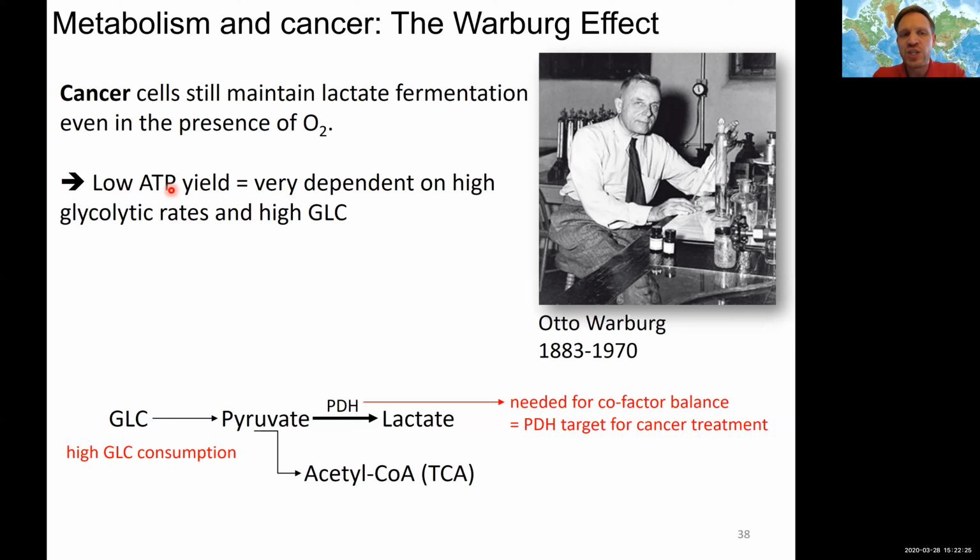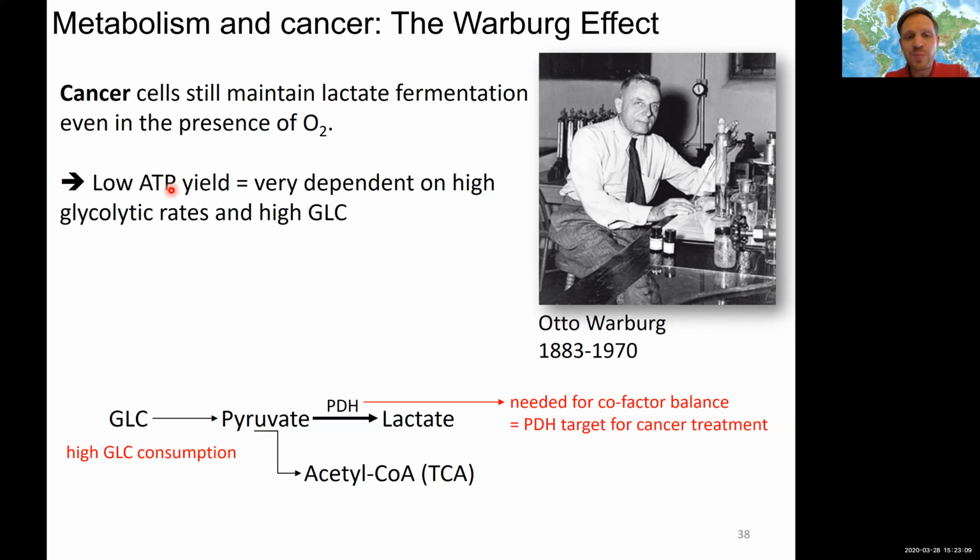But that also means that they generally have a low ATP yield. Because of that, they're very dependent on high glucose and high glycolytic rates because they're metabolizing very actively and very fast. So they need a lot of glucose, a lot of glycolysis to keep up with the ATP production that is required for that. And because of this observation from Otto Warburg and others, we are now looking into some of these glycolytic pathway enzymes and downstream enzymes, and many research groups are working on this, trying to understand if we could use some of these reactions and the dependency on high glucose and the issue of cofactor balance as targets for cancer treatment.